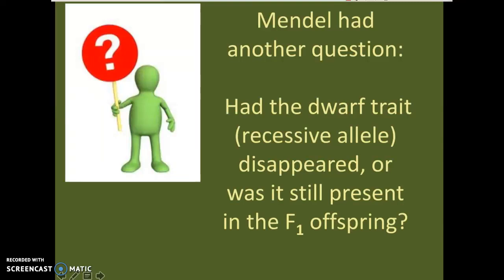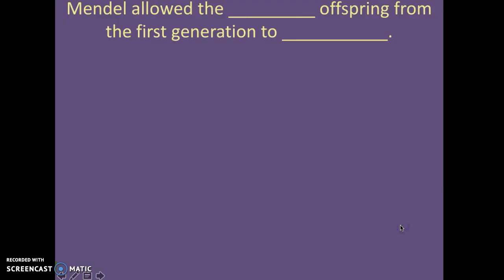Alright guys, so this is going to be video number 4. This is where we left off. We left off asking ourselves this question: did that recessive trait really disappear entirely, or was it just maybe hidden underneath that dominant trait? And so of course Mendel decided to do another experiment.